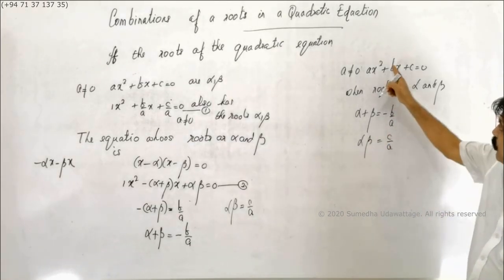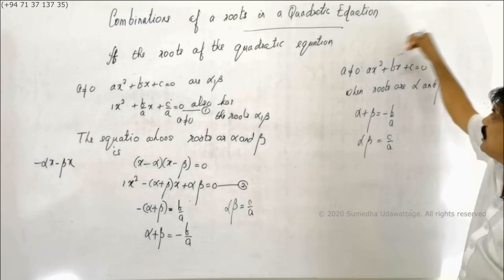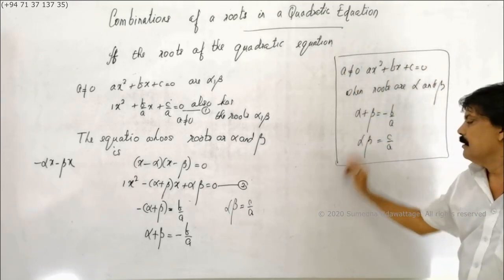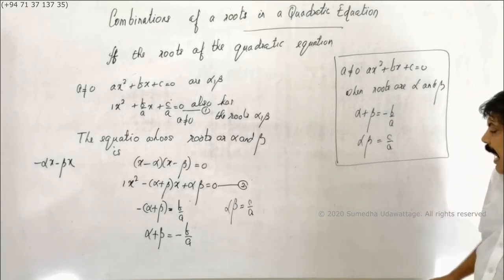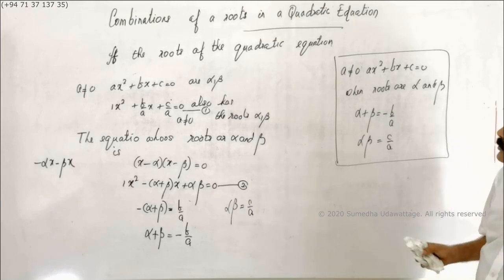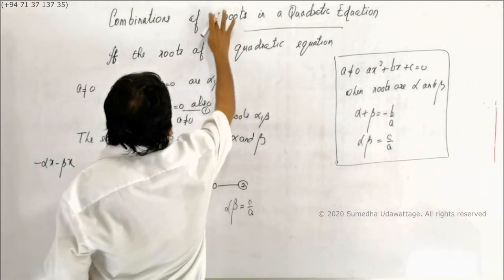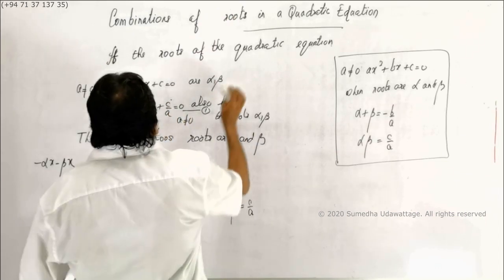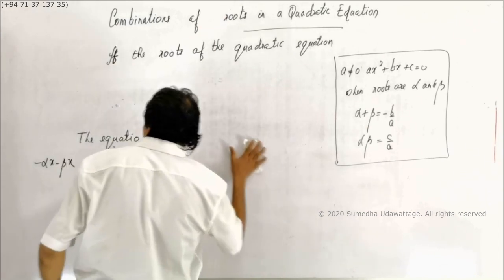Alpha plus beta is equal to minus b over a. Alpha beta is equal to c over a. You got to keep this in mind. Now we are talking of combinations of roots in a quadratic equation.